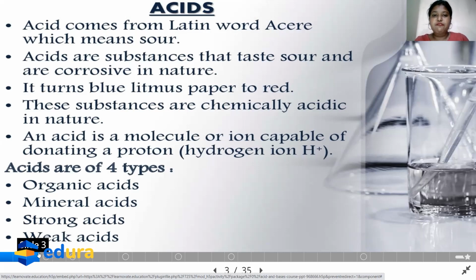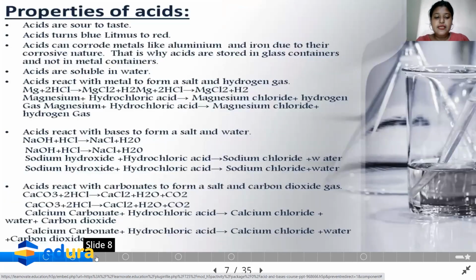For acids, we have two types, as they are soluble in water: dilute acid and concentrated acid. Concentrated acid means the pure form of acid, but dilute acid means the acid is added to water. Okay, so let's proceed. We have completed two questions. So let's proceed further. These are the properties.